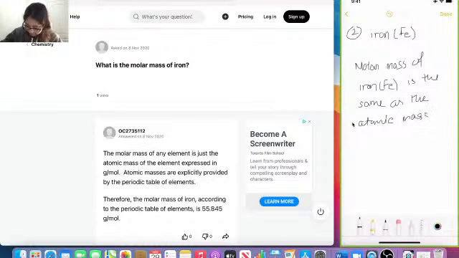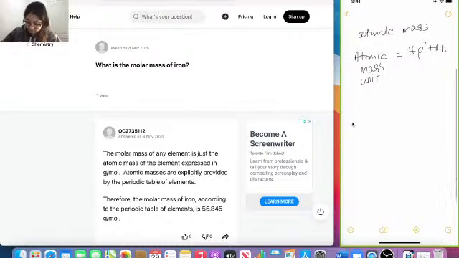And so we can say that your atomic mass unit is basically equal to the number of protons plus the number of neutrons.